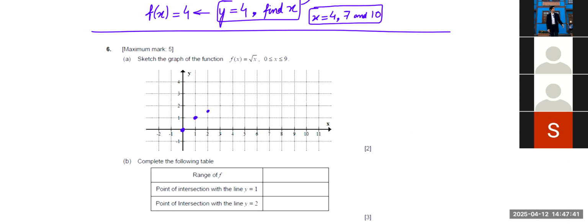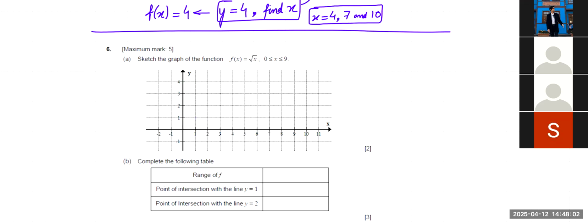3 is going to be somewhere over here, I guess. 4 is going to be 2. 5 is going to be something. 9 is going to be 3. Because to find the y value for each corresponding x value, I'm just square rooting the x value, because f of x equals square root of x. But again, you don't need to do this.